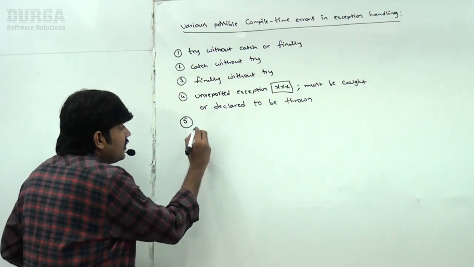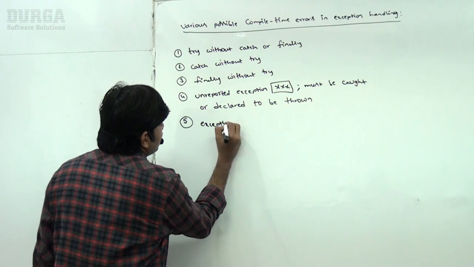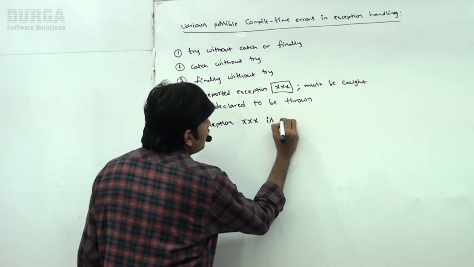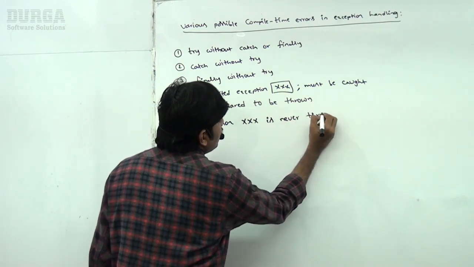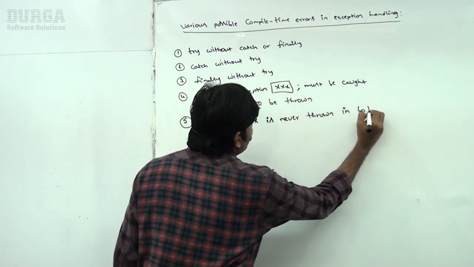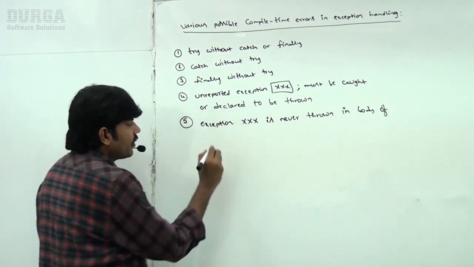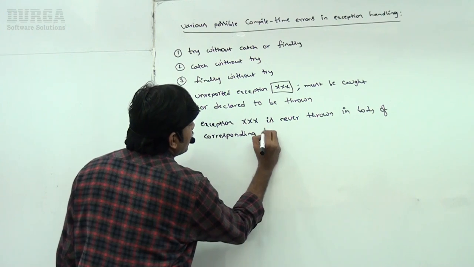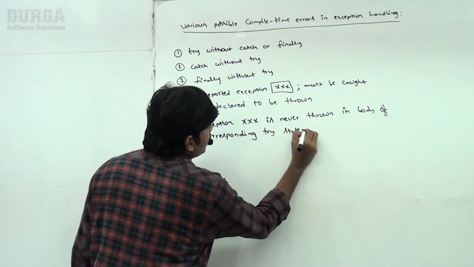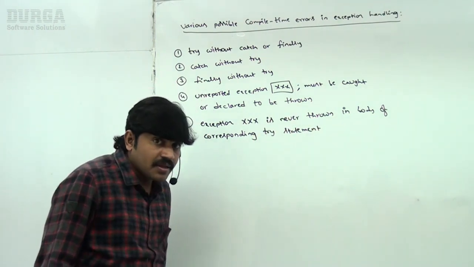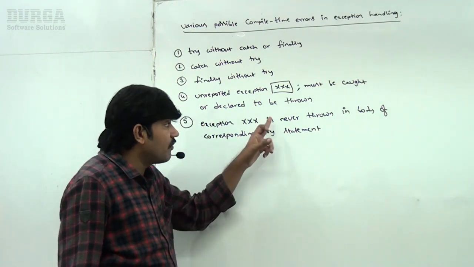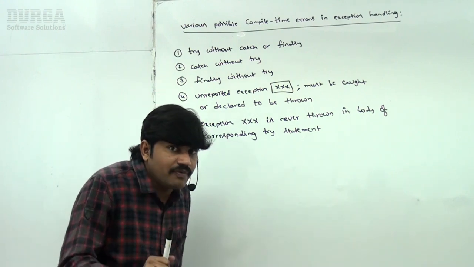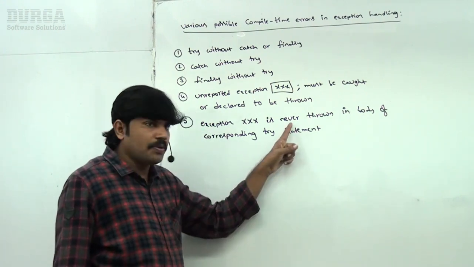What is that error? Exception XXX is never thrown in body of corresponding try statement. In the last videos we covered very clear coverage, right? But this rule is applicable only for fully checked exceptions. I hope you people may aware this one.